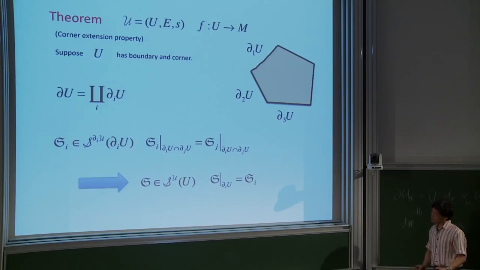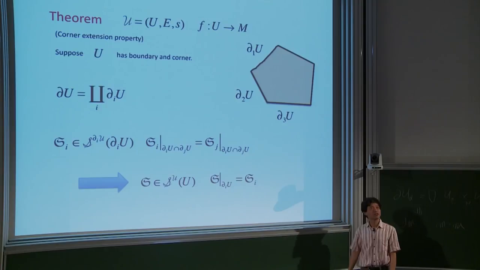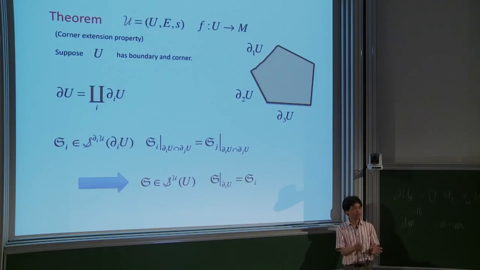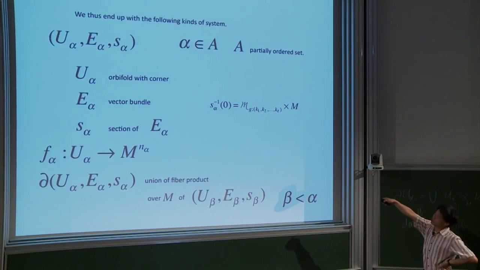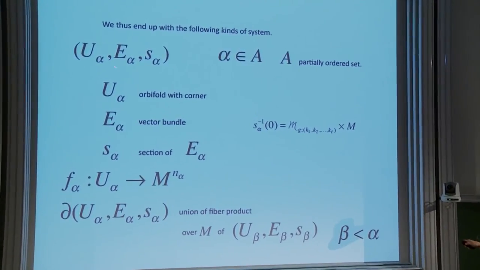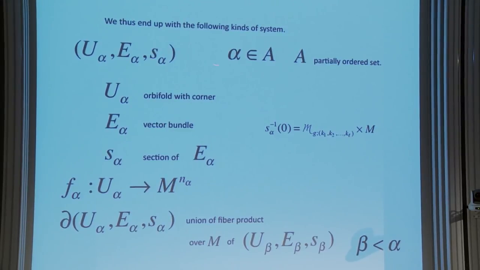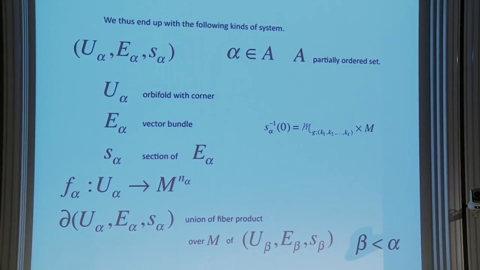So you know all these properties, and what I claimed about this, you can do this perturbation in complete generality. It just follows from all the properties I just explained. So this is the situation you start with. You have a system of triples, some vector bundles and sections, and what you know is that this is parameterized by a partially ordered set, and when you go to the boundary, it is a fiber product of something you get at an earlier stage.